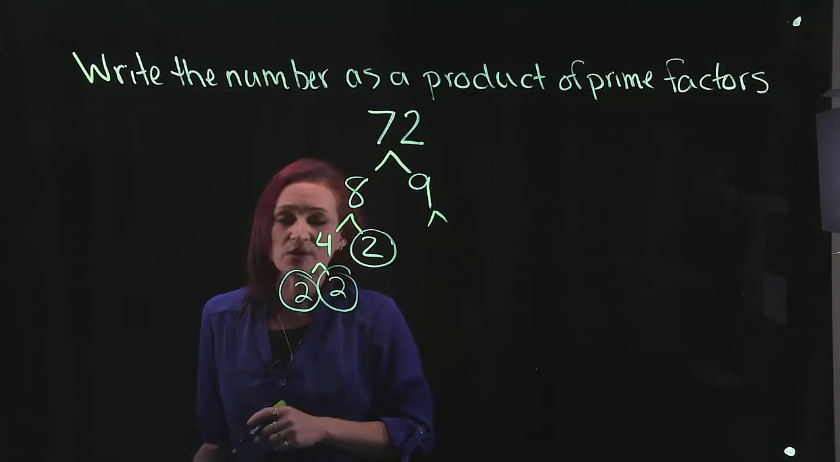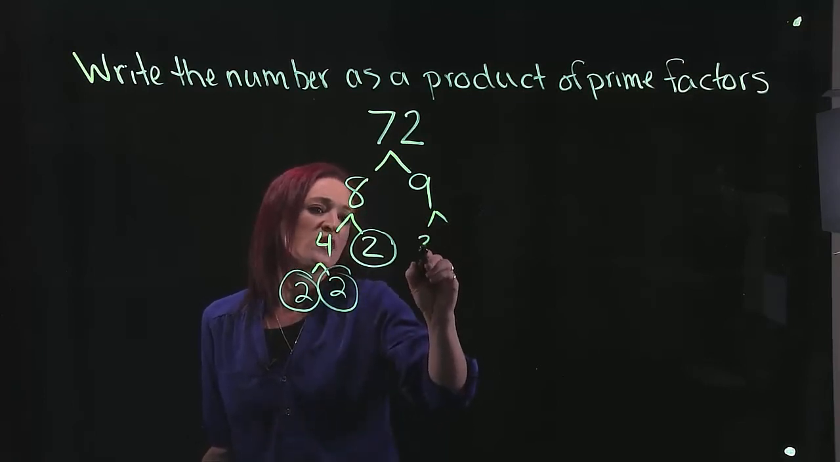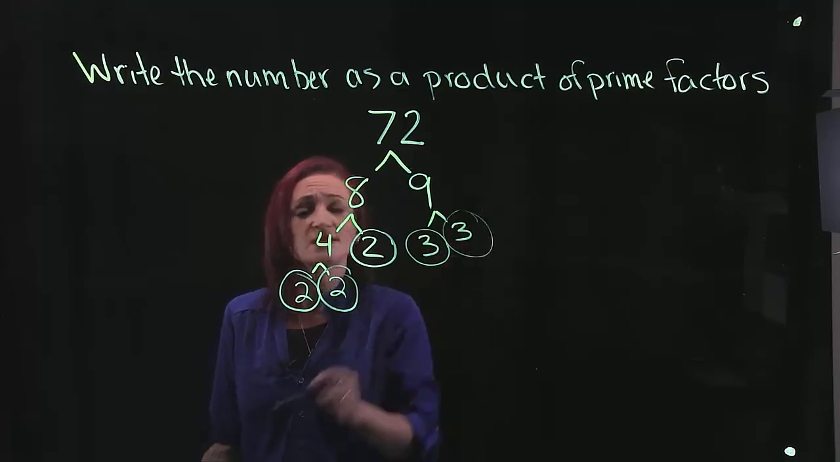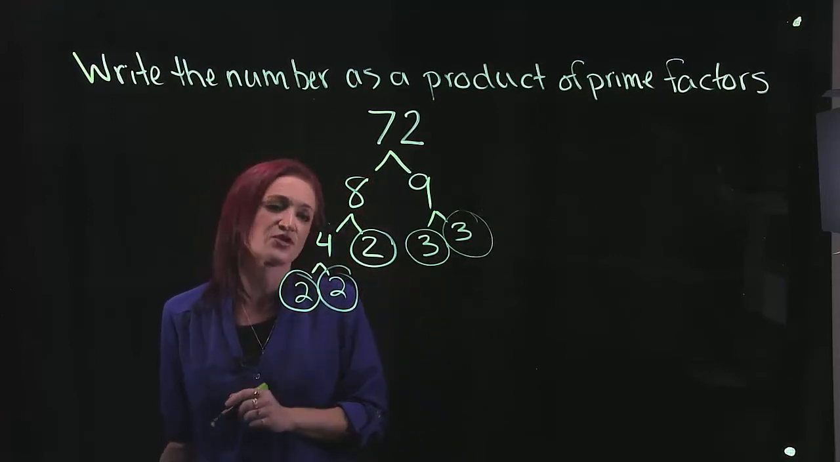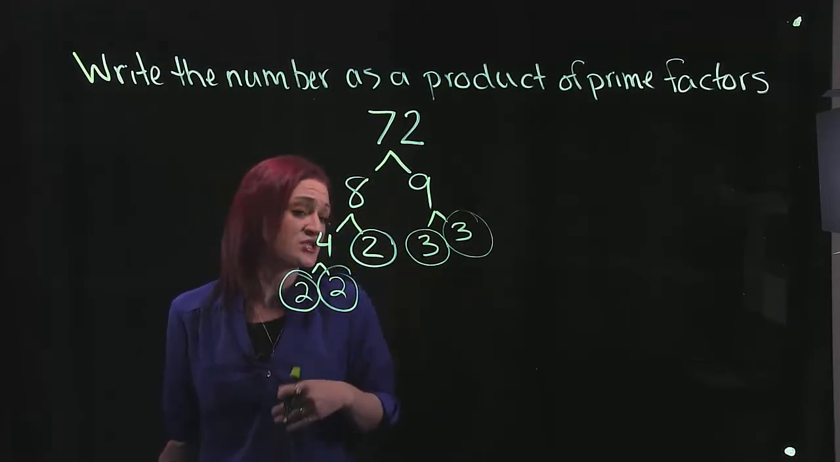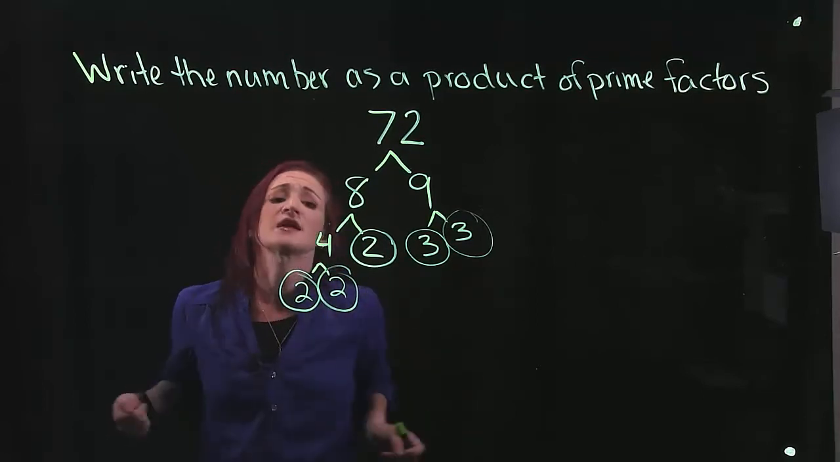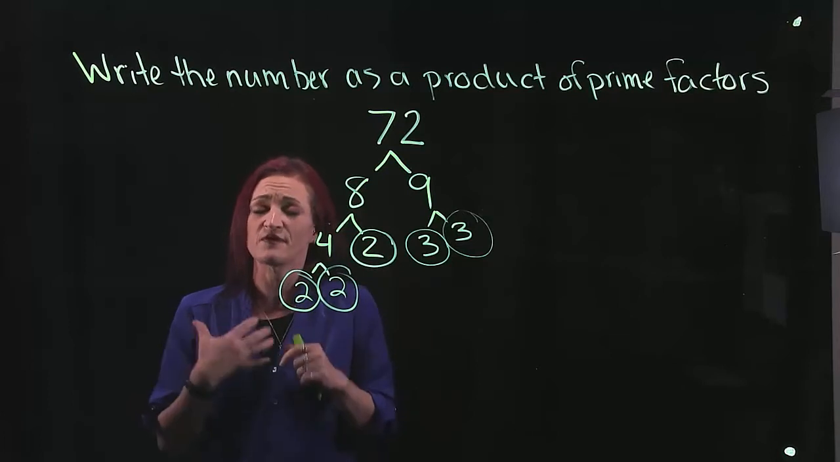I'm going to go back over here and look at this 9. Now I know that 9 is 3 times 3. And 3 is also a prime number because the only way to get 3 is 1 times 3. So that means I'm actually done here with my factor tree. I split up 72 the furthest that it could go. I cannot break this up any further.